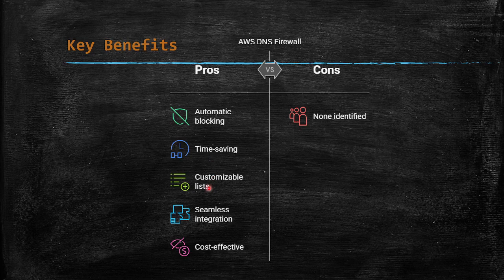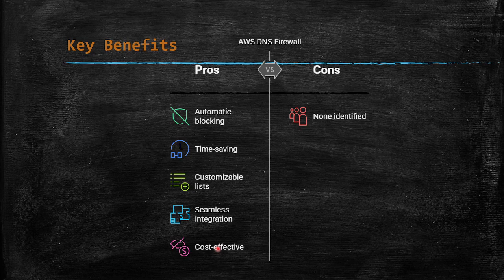Customizable list: you get a chance to update the list manually, so keep updating the list if you find any malware domain or any domain that you want to block within the organization. Seamless integrations: it is quite integrated with your native AWS services, so very feasible. Last point, it's very cost effective. I'm going to explain the pricing model we have in AWS. But yes, it's a very cost effective service.